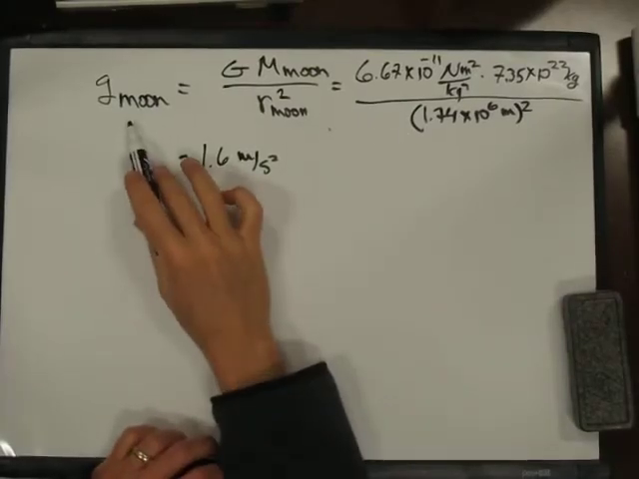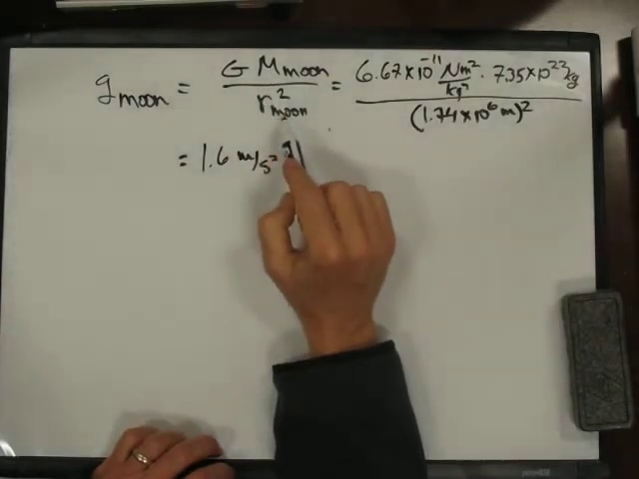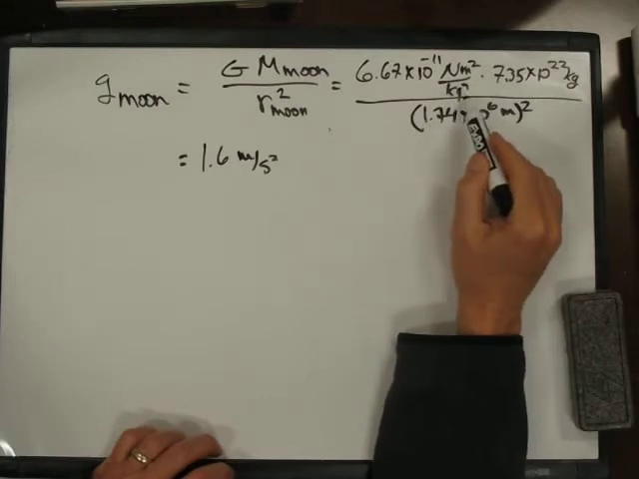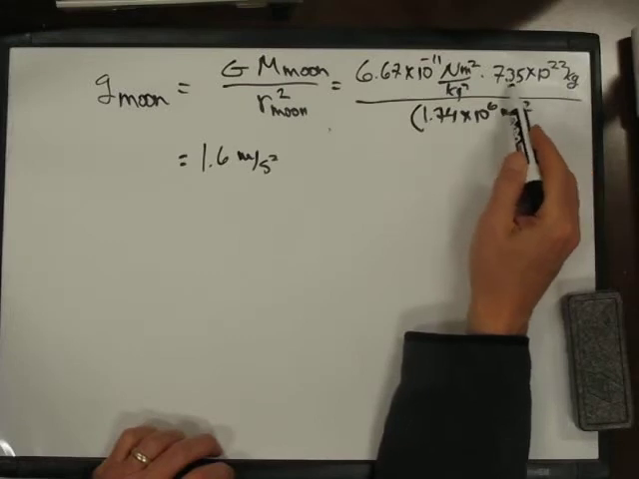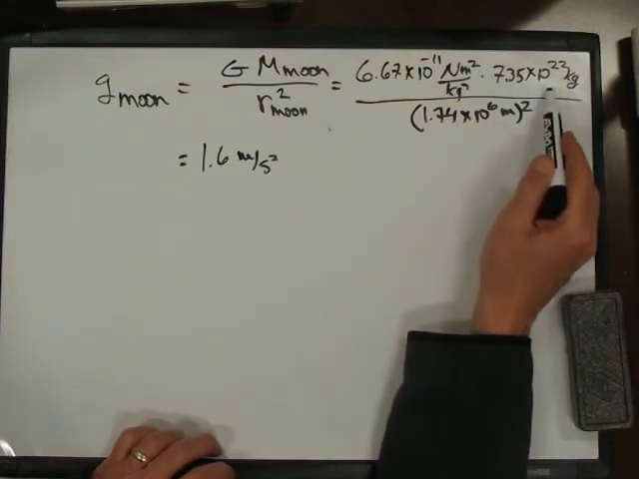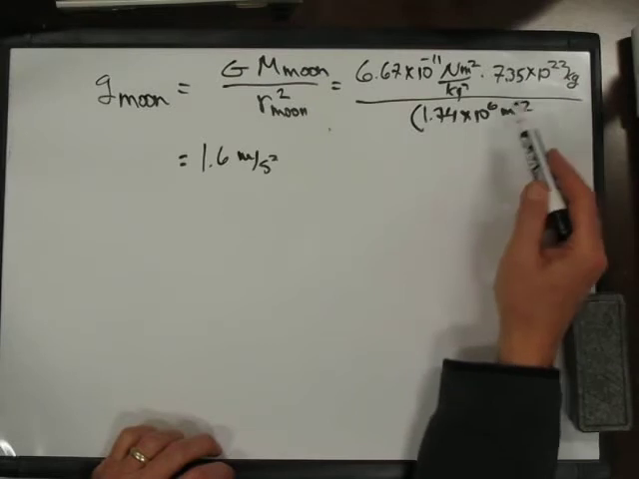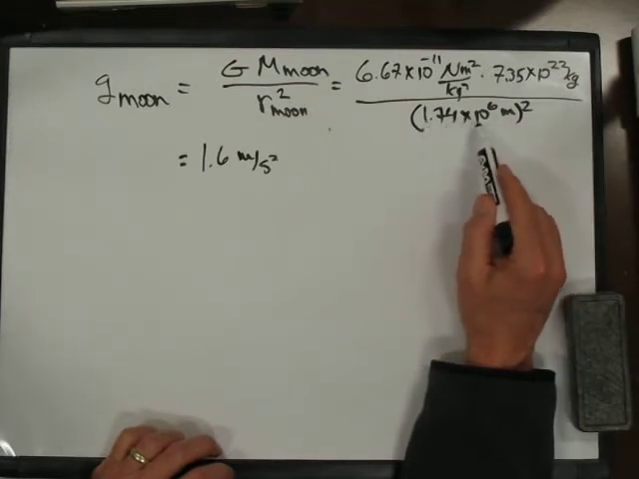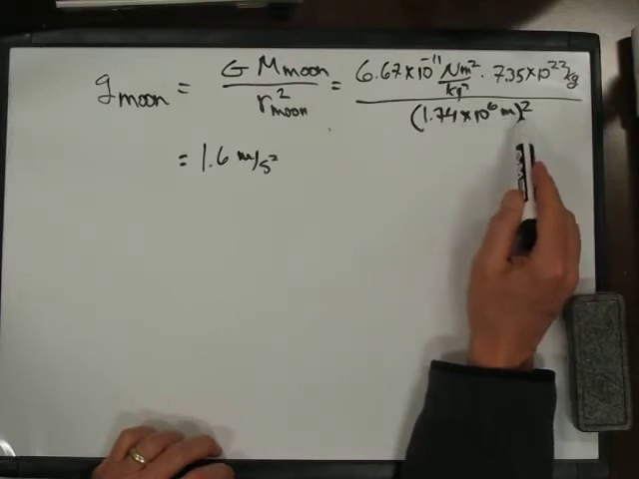So if we wanted to calculate the acceleration of gravity on the moon, we would just evaluate G times the mass of the moon divided by the radius of the moon squared, or 6.67 times 10 to the negative 11 Newton meter squared per kilogram squared, times the mass of the moon, which is 7.35 times 10 to the 22nd. Notice, by the way, that's about 1% of the mass of the Earth. The Earth was 6 times 10 to the 24, and so the moon is actually quite a small mass compared to the Earth's mass. Divided by the moon's radius, which is 1.74 times 10 to the 6 meters, which is about a quarter of the Earth's radius.